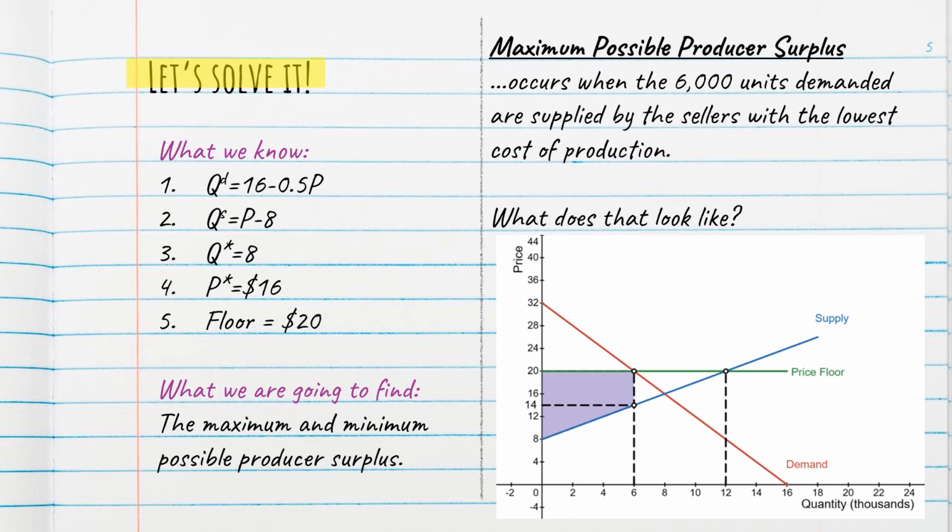I've put the price floor in place at $20, and I've labeled what we know, that at a price of $20, 6,000 units are demanded and 12,000 units are supplied. It turns out that the maximum possible producer surplus equals this purple shaded region, the area below the price floor and above supply from 0 to 6, where we're forcing the surplus to come from the lowest cost producers, the ones on the lowest portion of the supply curve.